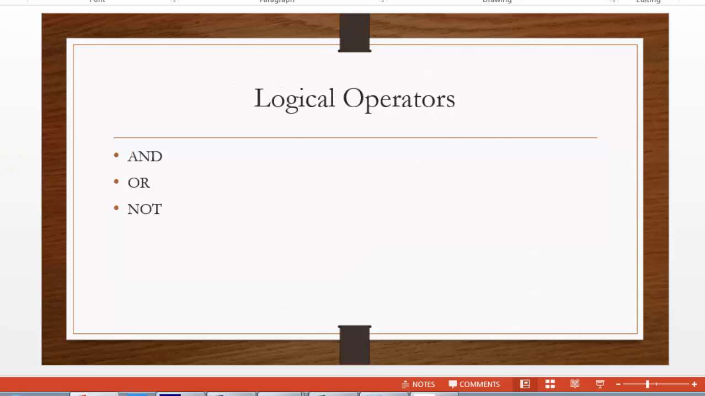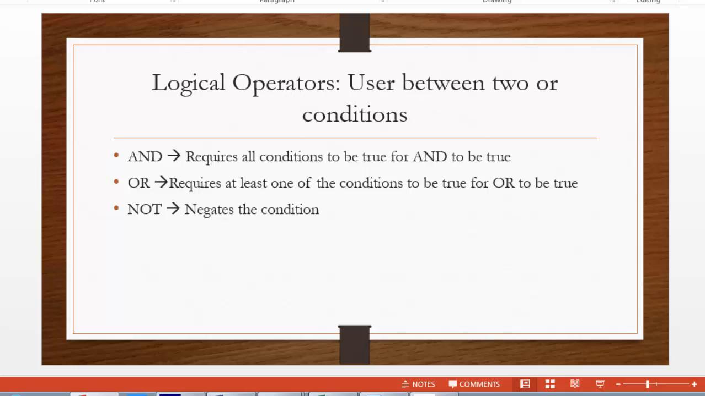So logical operators are 3: and, or, and not. And operators are used between multiple conditions, and not is used pretty much to negate a condition. So and requires all conditions to be true for and to be true. For example, if you go out shopping and you say, okay, I want to go and buy a shirt and pants. So you want both because you use the word and.